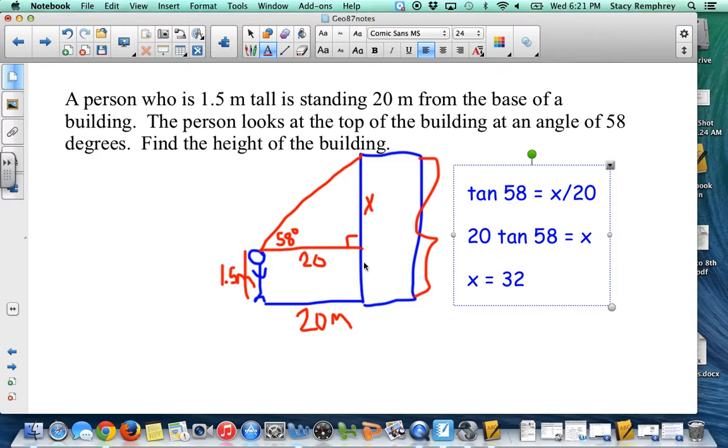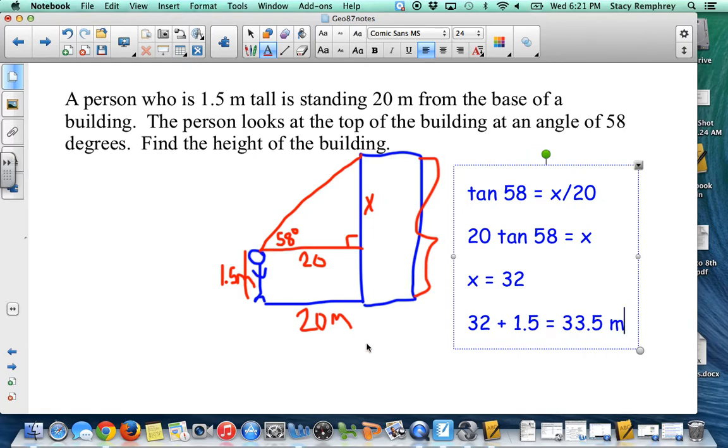Now that's not the height of the building, remember, that's this part. So now we need to take that 32 and add on the 1.5 of the height because the person is elevated. So the height of the building is actually going to be 33.5 meters tall.